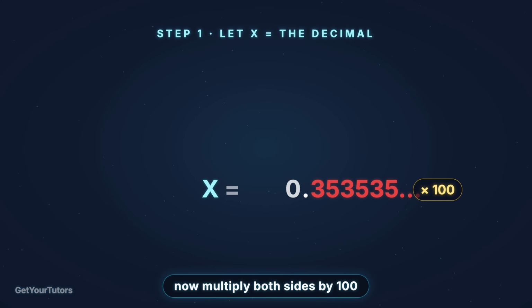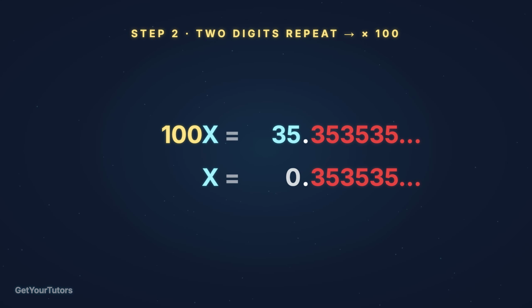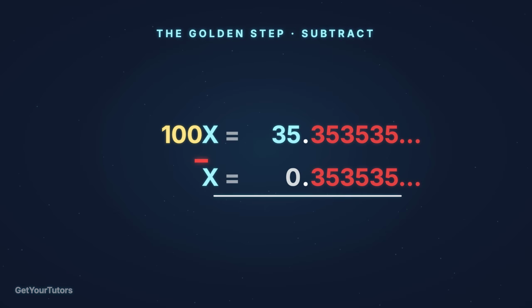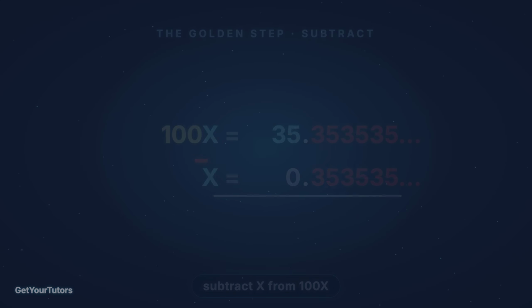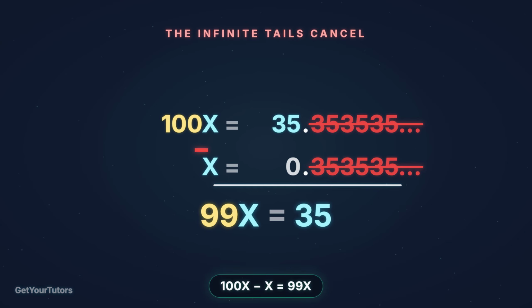Step 2. We must multiply both sides by exactly 100. Because exactly 2 digits repeat, we multiply by 100. 100x equals 35.3535, repeating infinitely forever. Now for the golden step. You must subtract the original x from this new 100x to eliminate the infinite decimal tails. 100x minus 1x leaves exactly 99x. The repeating decimal tails subtract and cancel each other out entirely.